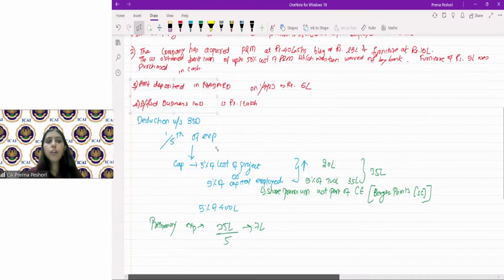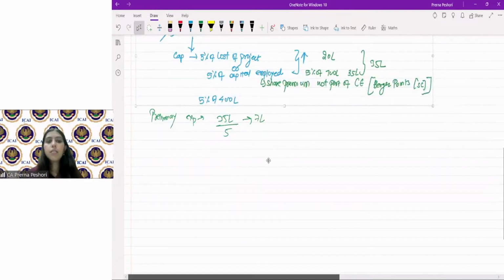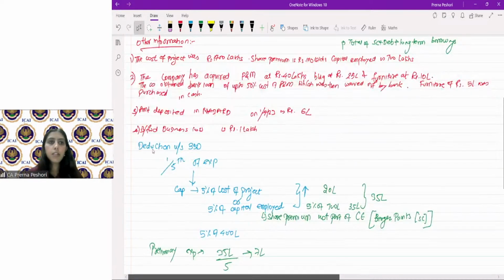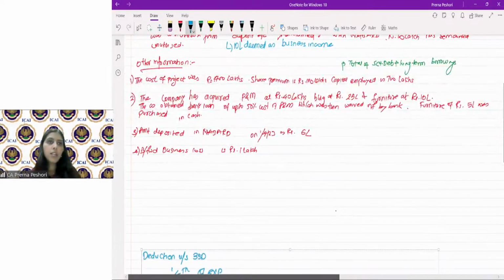Are we getting this particular point? Yes or no? Fine. Any doubt till now? Let me give you one more adjustment. First, we'll take up that adjustment.